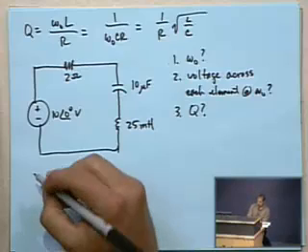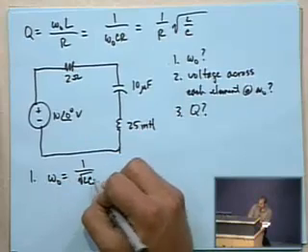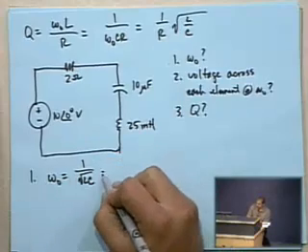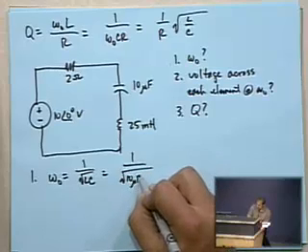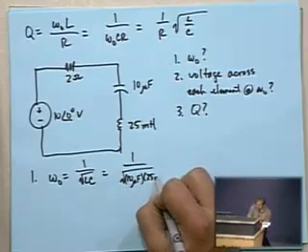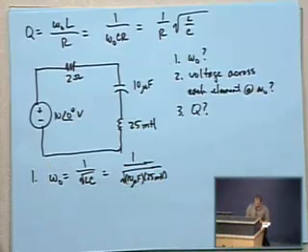So let's start out. Omega naught equals 1 over the square root of LC. So that's 1 over the square root of 10 microfarads times 25 millihenries. So 10e negative 6 times 25e negative 3, square root, then flip that, and you should get 2,000 radians per second.